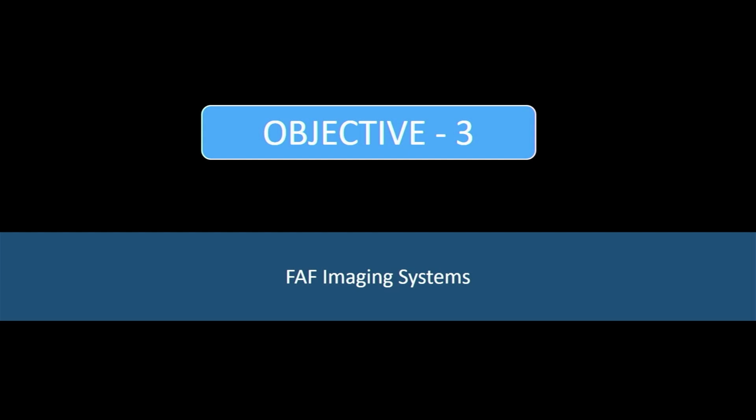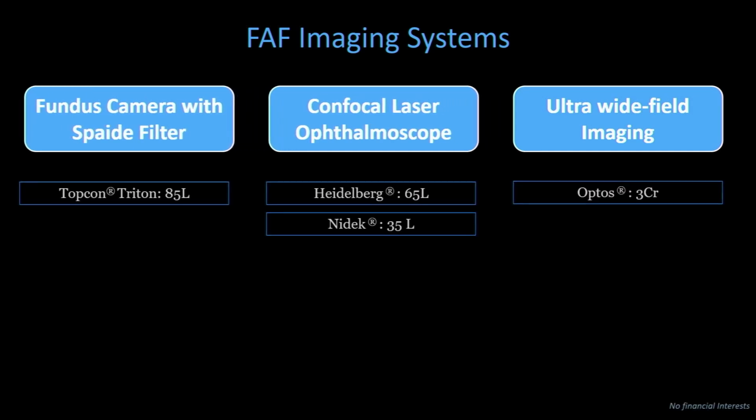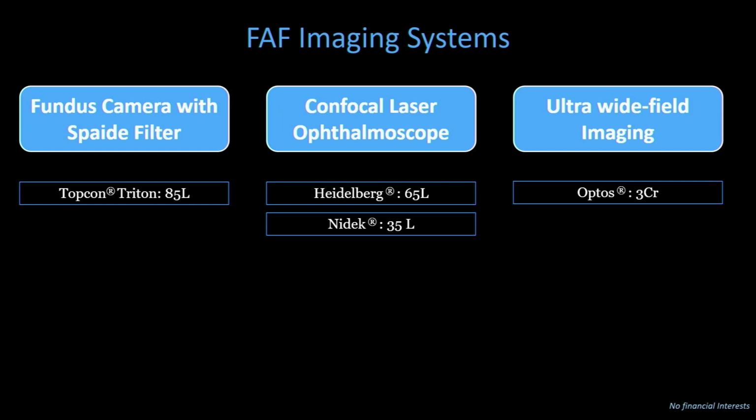Now coming to the few FAF imaging systems that are available in the market. They can be of three types: with the spade filter, with confocal laser system, and ultra wide field imaging, as discussed by Dr. Ruchi recently. They have certain advantages and disadvantages. This is the price range of the machines available in the market. As you can see, the Nidec one is the most economical, no financial interest.